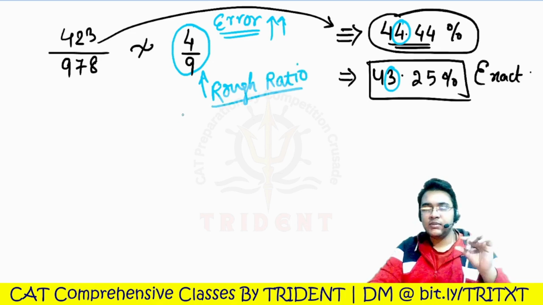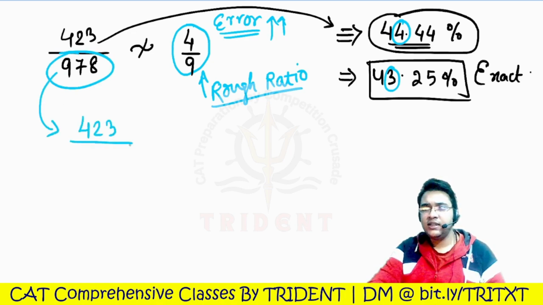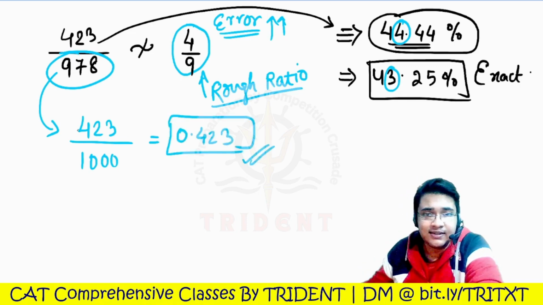This rough ratio is something that I will use to manipulate the denominator. Because let's say instead of 978, if this number were given to you like this, 423 divided by 1000, you would have said, sir, 3 0 ke piche 0.423. This is it. The calculation became very easy only when I had the denominator in the nearest century number.